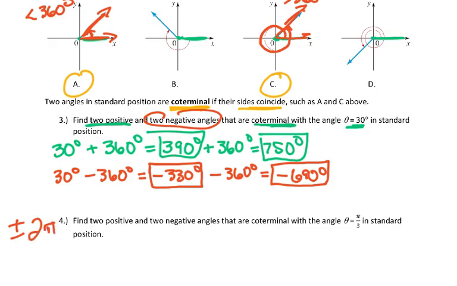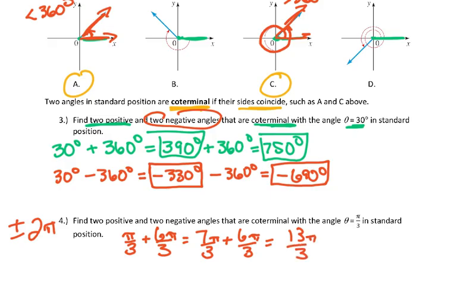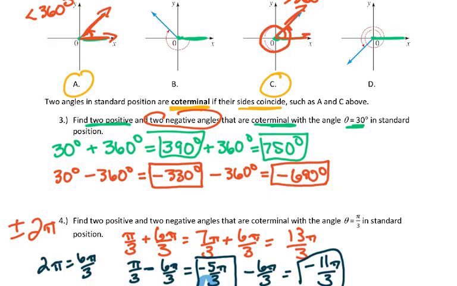So if we start with pi over 3, I'm going to add 2 pi, but maybe instead of adding 2 pi, if I'm in terms of thirds, I might be adding 6 pi over 3. So that's going to give me 7 pi over 3. And then for my second angle, I'm going to again add 2 pi, but that's 6 pi over 3, to give me 13 pi over 3. Can you give me 2 negative angles? Did you get negative 5 pi over 3 and negative 11 pi over 3? If you did, you are correct.